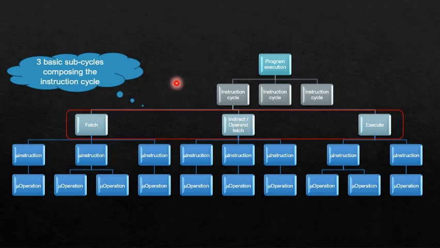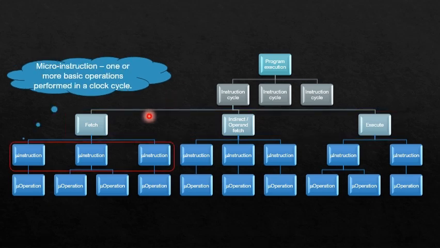It depends on the architecture and design of the processor. The example I'm using here is one instruction cycle consisting of 3 subcycles, as illustrated in this slide. Each subcycle actually consists of multiple micro instructions. For example, when performing the fetch subcycle for a given instruction, it is done through one or more micro instructions. In this example, one fetch subcycle is done using 3 micro instructions.